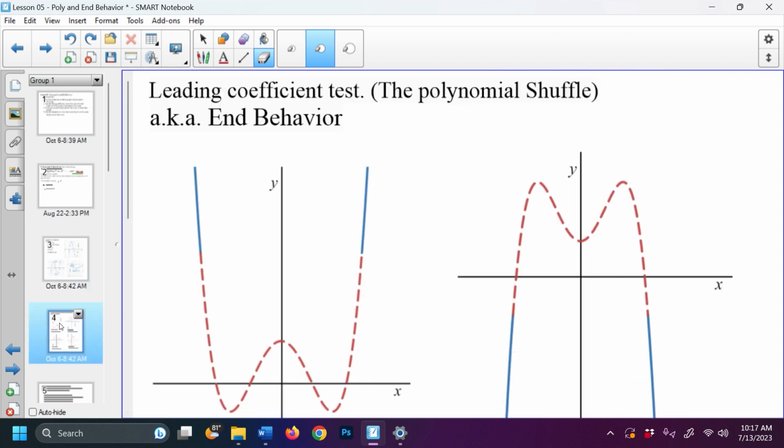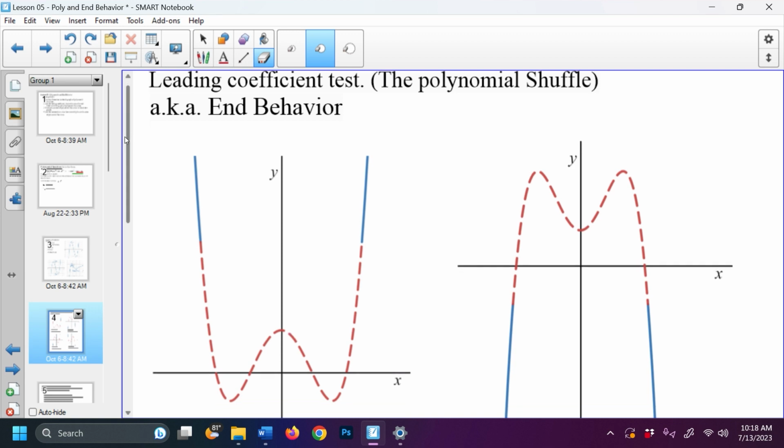The leading coefficient test, if you had my class physically, you probably would have seen the polynomial shuffle in Algebra 2, but it is the end behavior test. And basically what it does is it allows you to use the degree and the leading coefficient to determine what the graph does at extreme values of x and y.